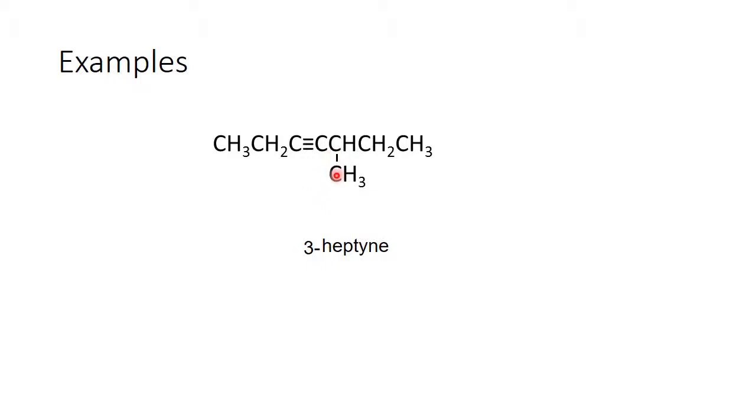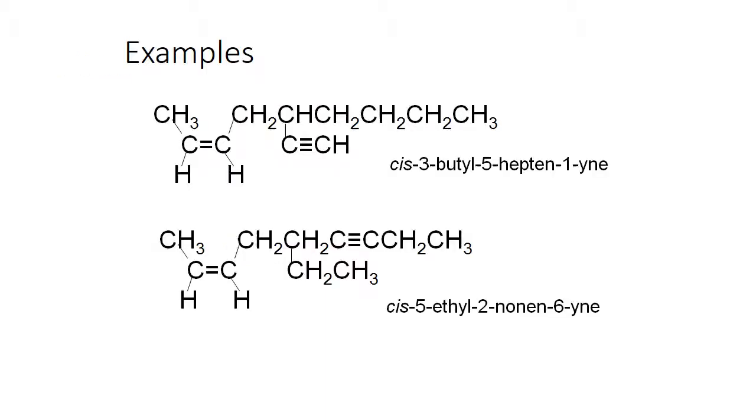Now we name and number the substituents. There's only one substituent, a methyl, and it's on the number 5 carbon, and so it ends up being 5-methyl-3-heptyne. Here are some other examples.